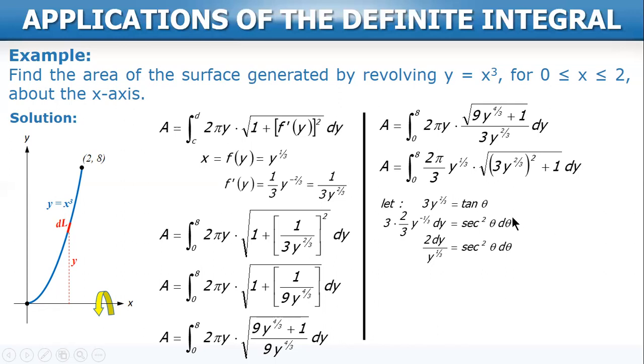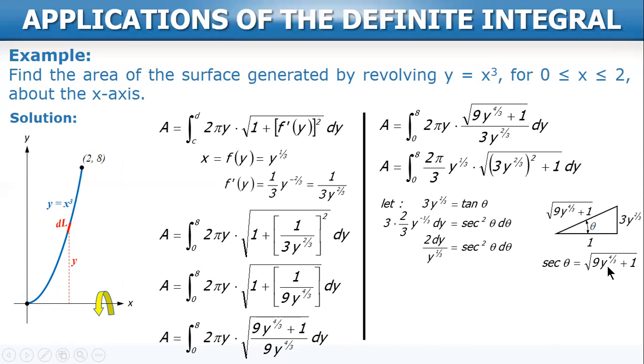And then construct a triangle. Tangent is opposite over adjacent. Adjacent is 1. So opposite, adjacent, and then hypotenuse is this. And then second is hypotenuse over adjacent.